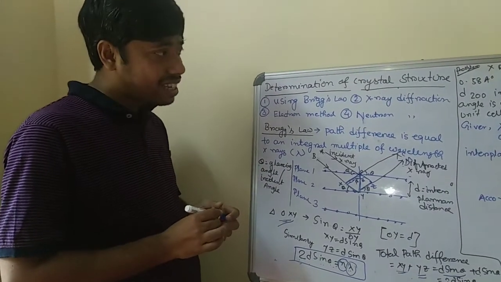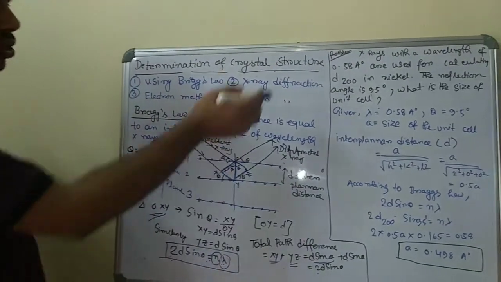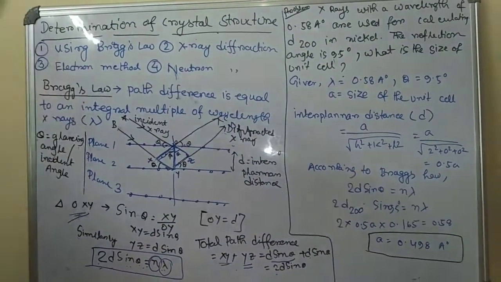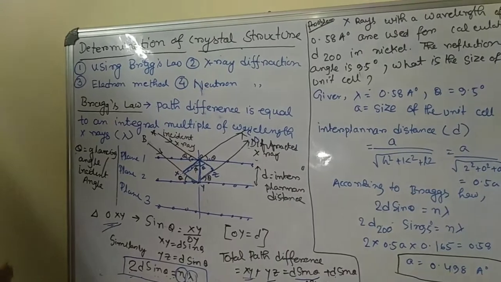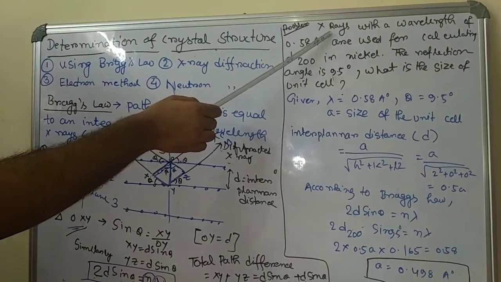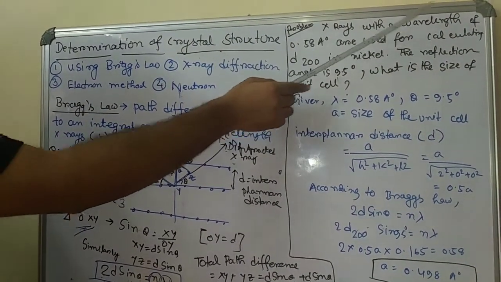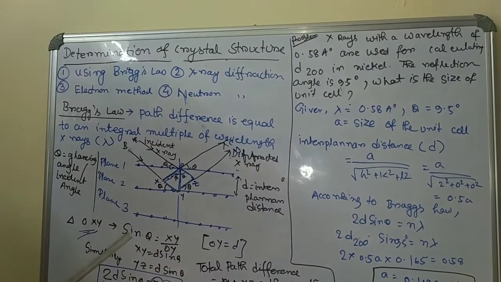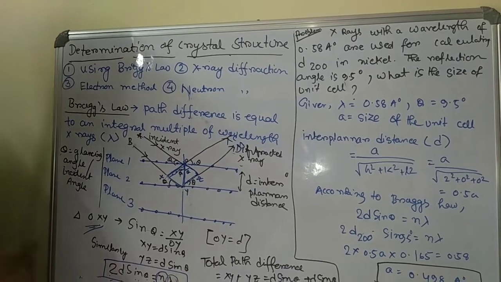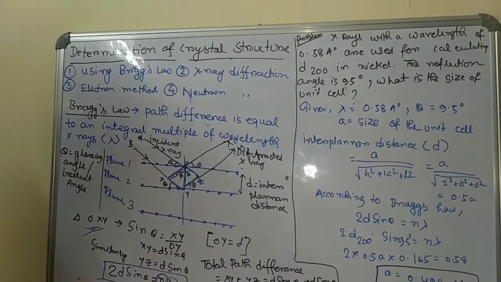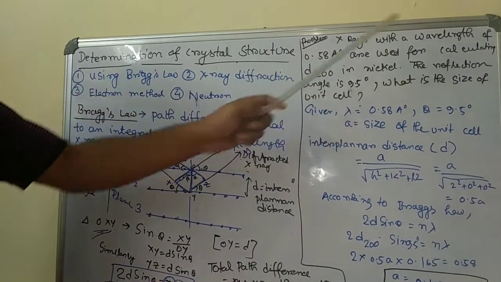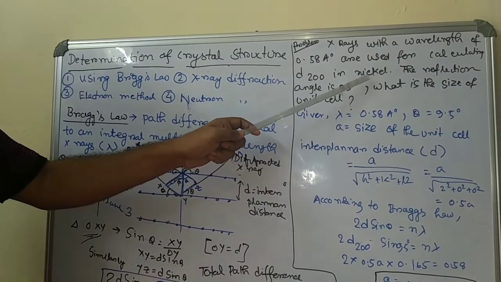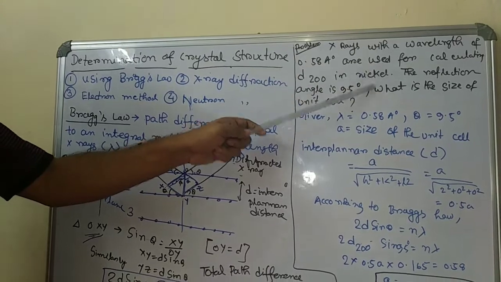Okay, now let's take a numerical on Bragg's law. First go to the problem. The problem says that X-rays with a wavelength of 0.58 angstrom are used for calculating d200 in nickel. So the material which is used to determine the crystal structure is nickel here.